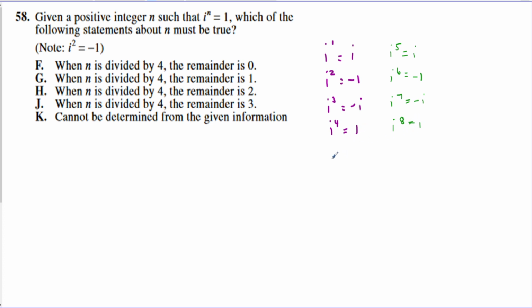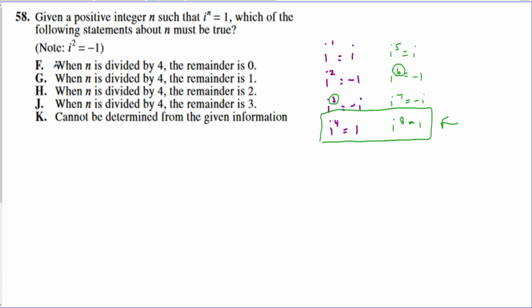So here's what I want you to notice. 4 and 8 are both nice multiples of 4, and they give me a 1. And that is not true of any other multiples for the exponent. If I check multiples of 3, I can see that i to the third is negative i, but i to the sixth is not also negative i. It's something else. So multiples of 3 do not equal the same thing. Multiples of 2 do not equal the same thing. But because this is a 4-item list, multiples of 4 will always be the same thing. So what they're saying is when n is divided by 4, the remainder is 0. That is a fancy way of saying multiples of 4, right?